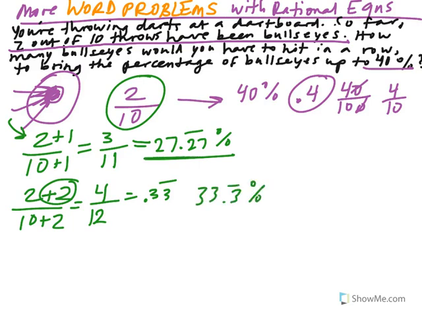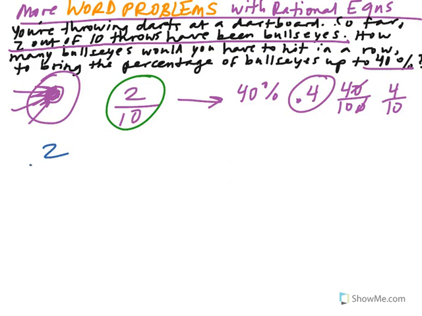Alright, so you can see how the percentage is increasing here. It was at 20%, then it was 27%, then it was 33%. Alright, so you can kind of see that we're getting close to the number that's going to bring us up to 40%. But let's actually use a rational equation. Let's see how to set it up and solve for this algebraically.